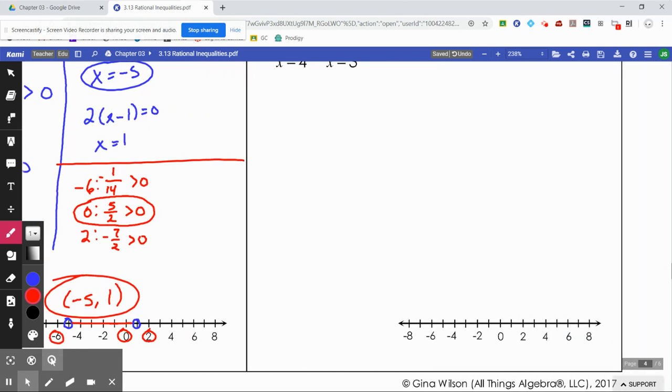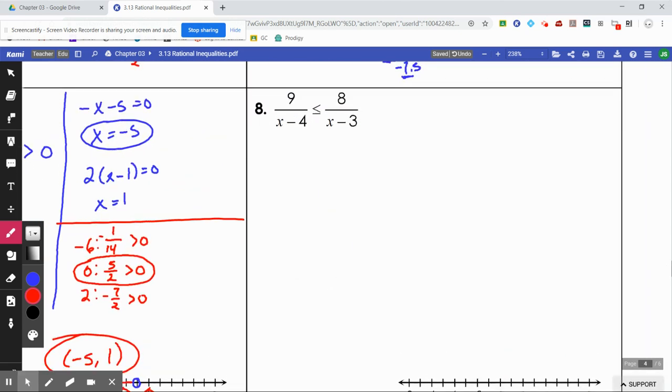Okay, our last problem. And you have the same issue here. You have not greater than or less than 0, but you have an actual value over there. So 9 over x minus 4, we do have to move that over. Put the bottom in parentheses. Minus 8 over x minus 3 is less than or equal to 0. So you have to move it over. You have to have the 0 on the right side.